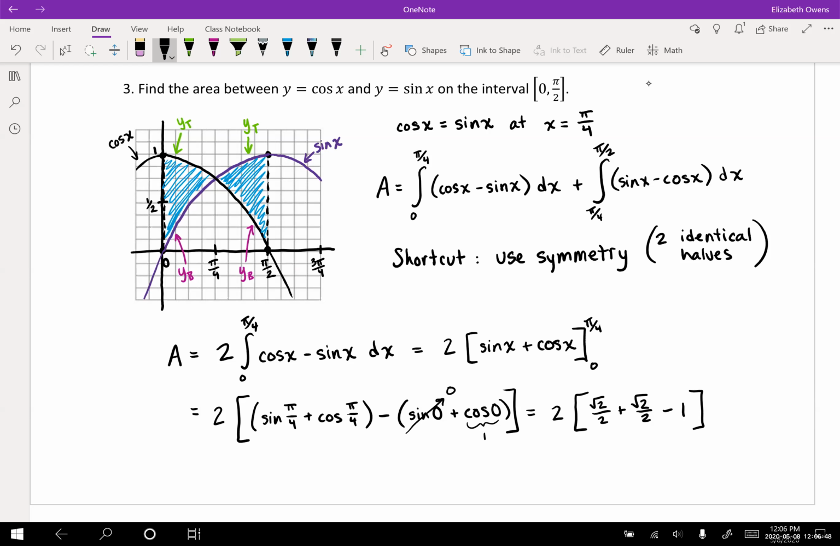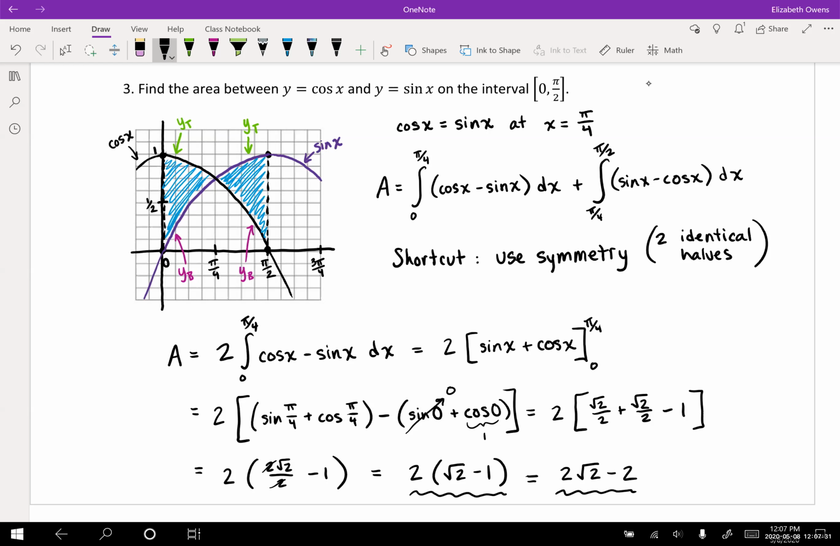All right. And so we've got 2 times root 2 plus root 2, which is 2 root 2 over 2, minus 1. Definitely simplify that. So we'd get 2 times square root of 2 minus 1. And you can leave it in that form, just like that. That would be a fine answer. If you wanted, you could also distribute the 2 and say it's 2 root 2 minus 2. Either way, totally a-okay.